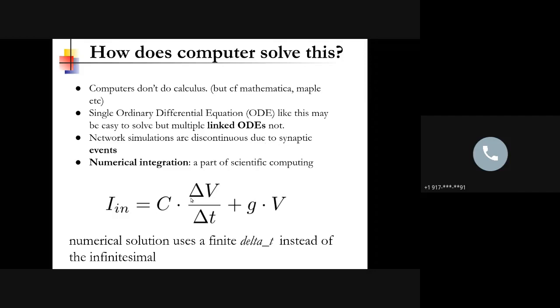We do a numerical integration. What does that mean? Well, we take the same differential equation, which was dv dt, and instead of an infinitesimal, which was the dt, we now have capital delta, distinguished from the small delta, which was partial derivative. Capital delta is a step in voltage, non-infinitesimal, over a step in time, non-infinitesimal. So that's a delta t. And in code, you'll often see it written as delta t or delta underscore t. And that's how we're going to calculate it.